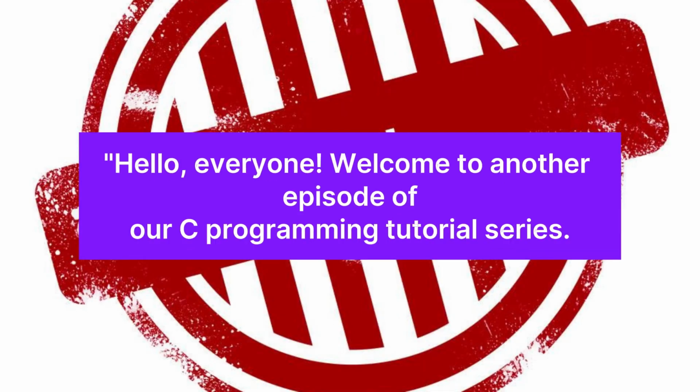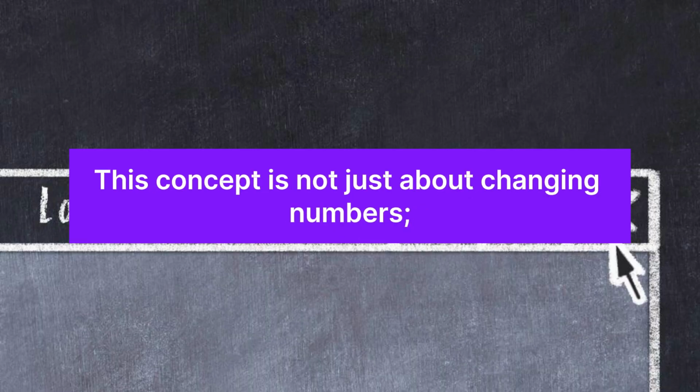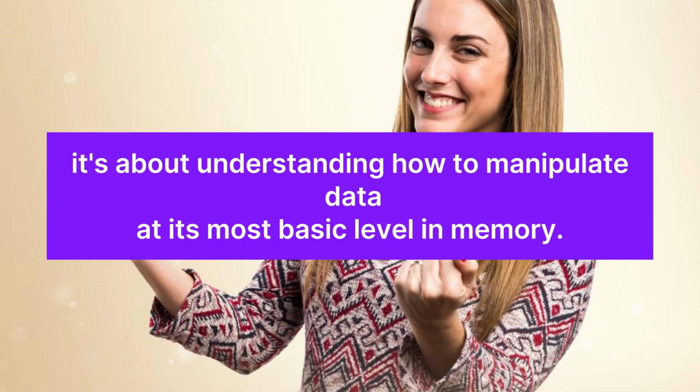Hello, everyone. Welcome to another episode of our C programming tutorial series. Today, we're going to delve into a simple yet fundamental concept in C programming: swapping the values of two variables using pointers. This concept is not just about changing numbers. It's about understanding how to manipulate data at its most basic level in memory.